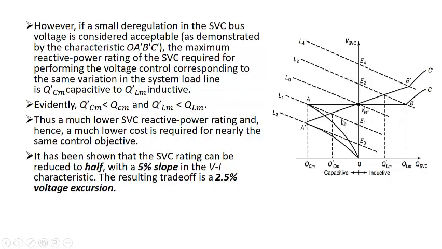The voltage will change from 0 to 2.5%, and we know that the acceptable voltage regulation is 5%. That means it is still within acceptable limits, and the rating is reduced to half. So this is how the voltage rating can be reduced.